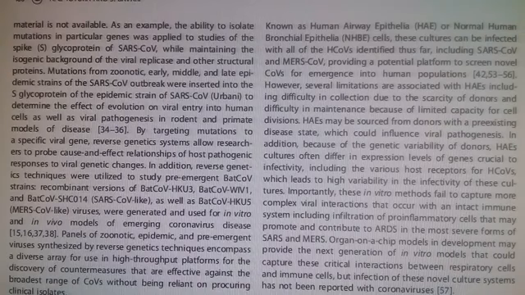Panels of zoonotic, epidemic, and pre-emergent viruses synthesized by reverse genetics techniques encompass a diverse array for use in high-throughput platforms for the discovery of countermeasures that are effective against the broadest range of COVs without being reliant on procuring clinical isolates.